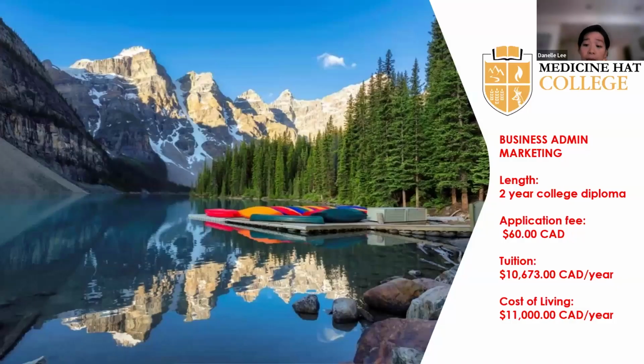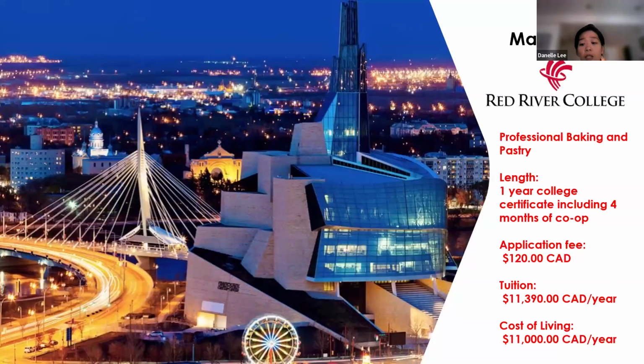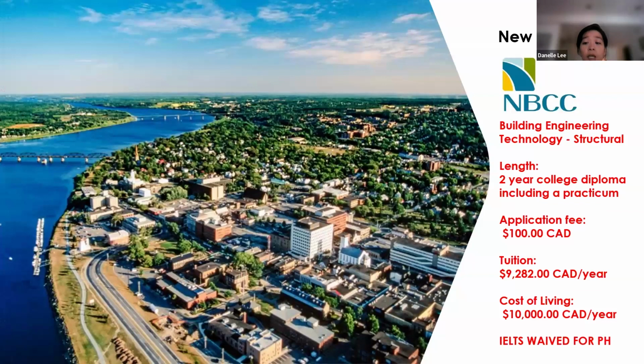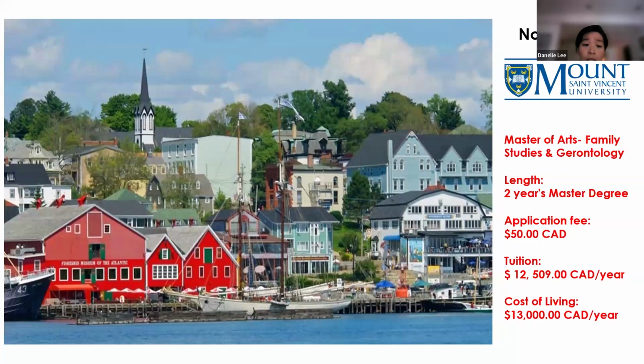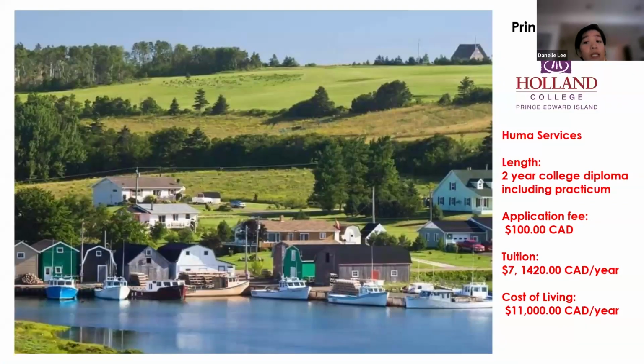And of course, we have the Alberta area, which costs you about 11,000 a year. We have the Manitoba area, which costs about 11,000 a year. New Brunswick costs about 9,000 a year. Newfoundland, which is a very good location, costs you only 8,000 a year. Nova Scotia is the best location because they have the best PR migration policy as well. And Prince Edward Island, the first island in Canada, costs you only 7,000 a year for a diploma.